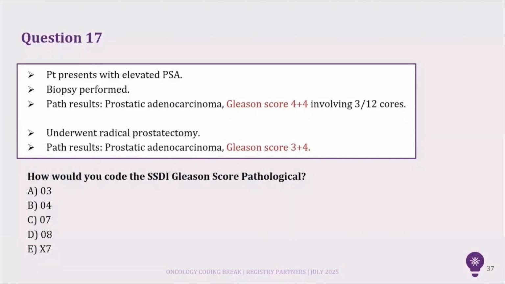So the biopsy is 4+4, and then the resection is 3+4.